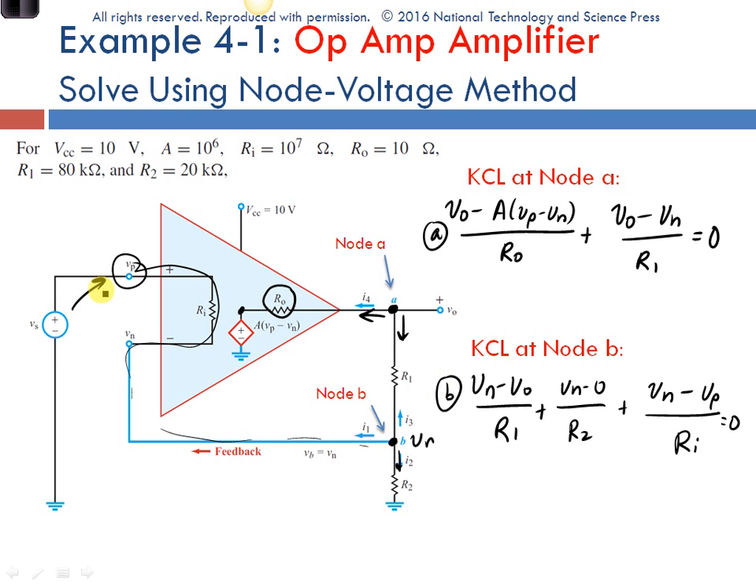But if you look right here, you can see that Vp is equal to Vs because of the way the circuit is hooked up. So let's just substitute that back in for Vp in each of those cases right there to make these equations a little bit more simple. Now we have 2 unknowns, Vn and V out, and we have 2 equations to solve them.